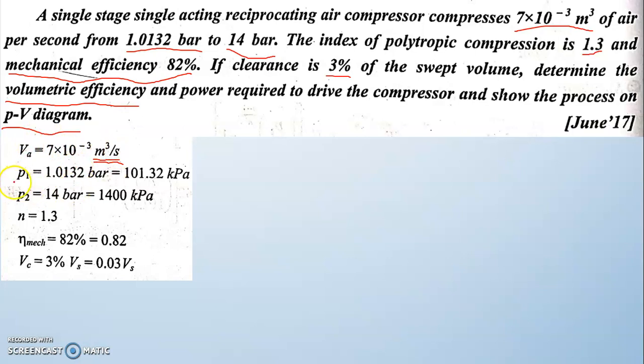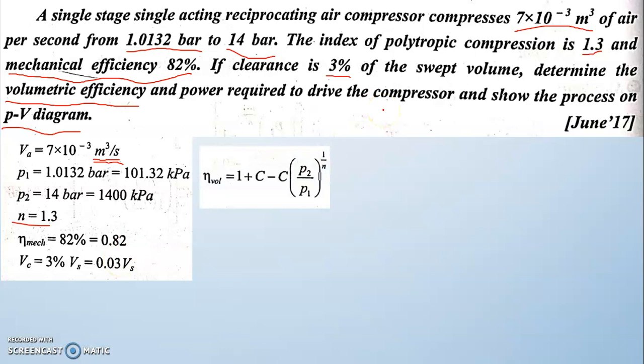And P1 is given as 1.0132 into 10 raised to 5 Pascal or into 10 raised to 2 kilopascal. P2 14 bar, 1400 kilopascal. Small n is given as 1.3. Mechanical efficiency is given and the clearance ratio is given as 0.03. So first we have to calculate the volumetric efficiency.